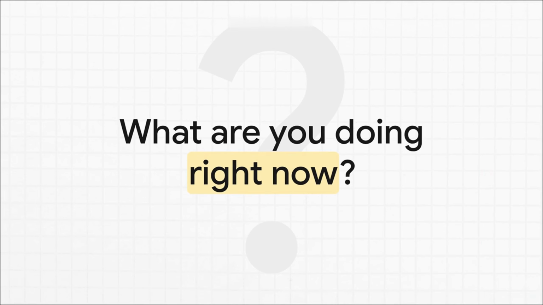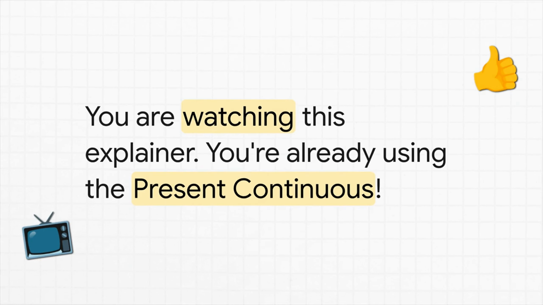So to get started, let's kick things off with a super simple question for you. Just think about it for a second. What are you doing at this exact moment? And there it is. Your answer is a perfect example of the present continuous. See, you already know how to do this. So let's break down the simple formula that's working behind the scenes.